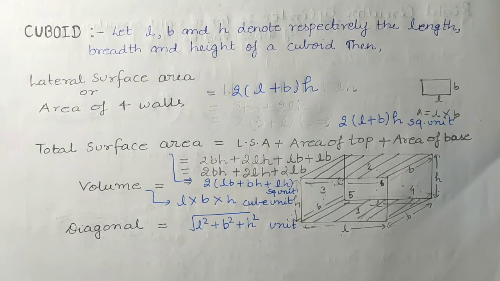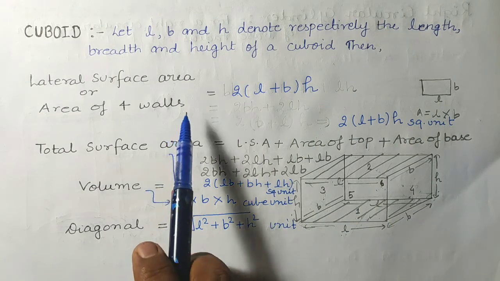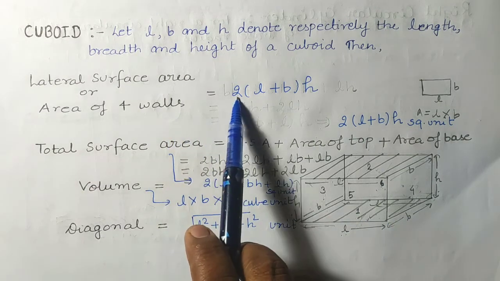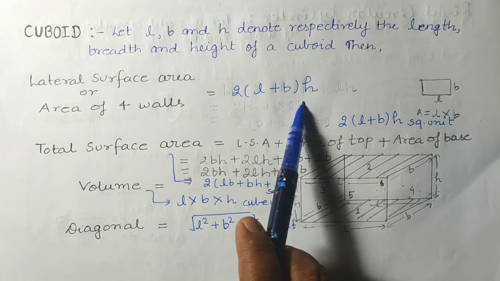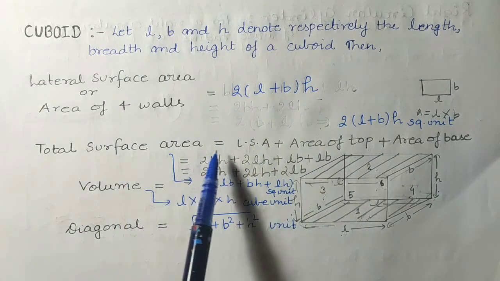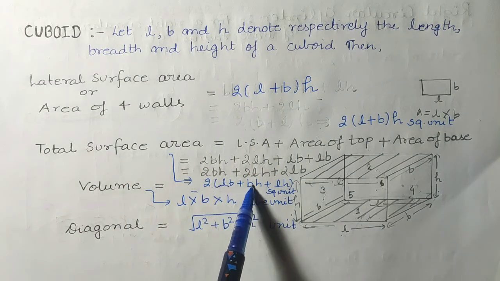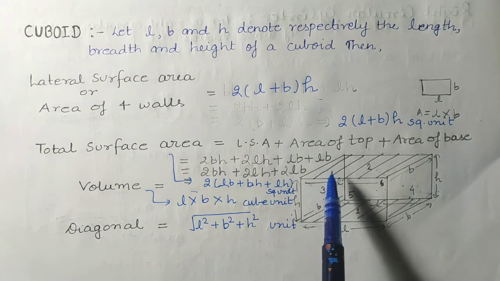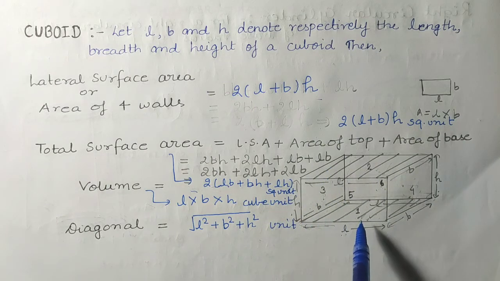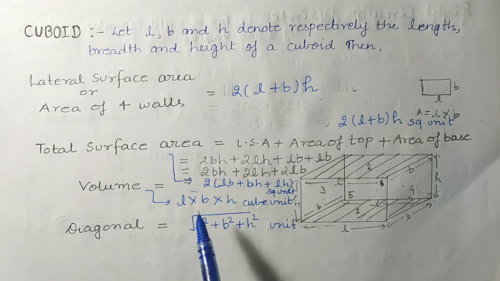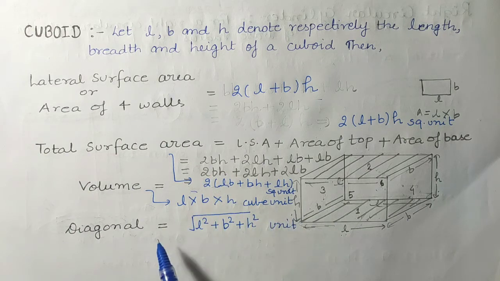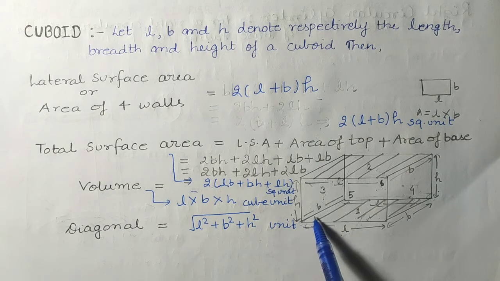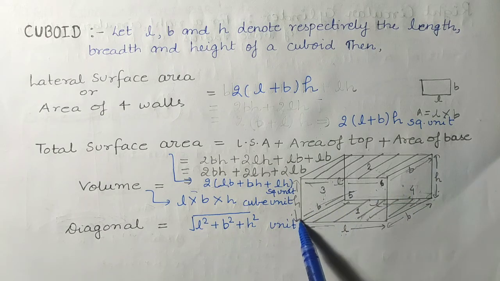About cuboid we have seen that its surface is in the shape of a rectangle. So in this also 6 surfaces are there. If you want to calculate the area of 4 walls, you have to apply the formula 2 into (L plus B) into H. Total surface area is 2 into (LB plus BH plus LH), means the area of all the 6 surfaces. Volume is length into breadth into height, and diagonal is root of L square plus B square plus H square.